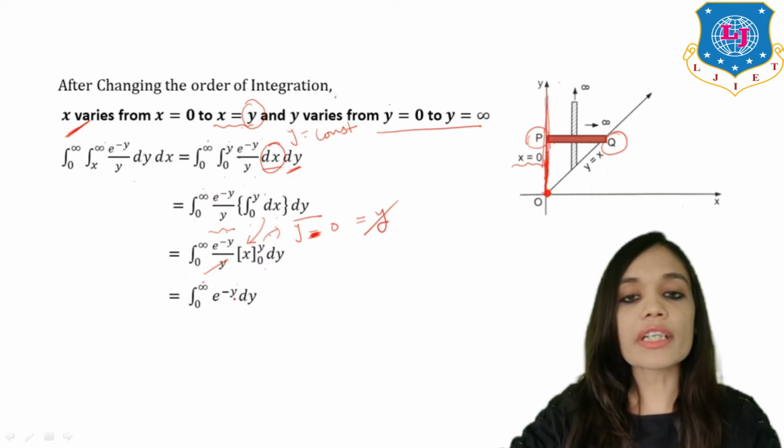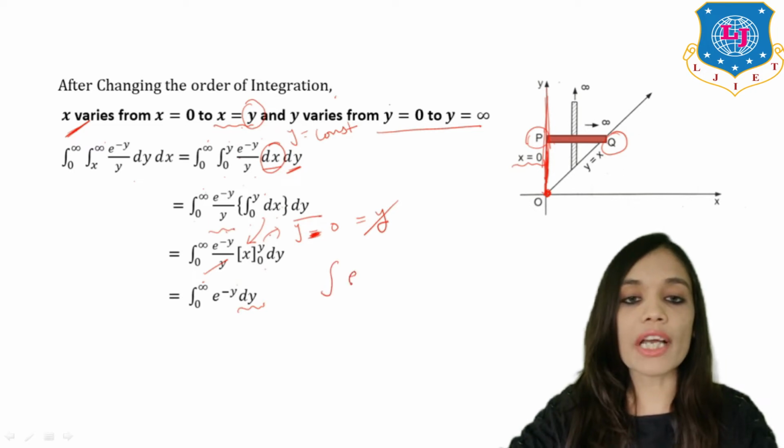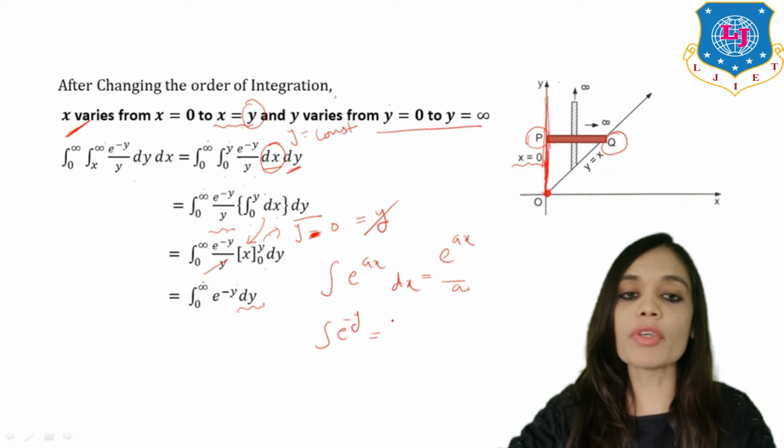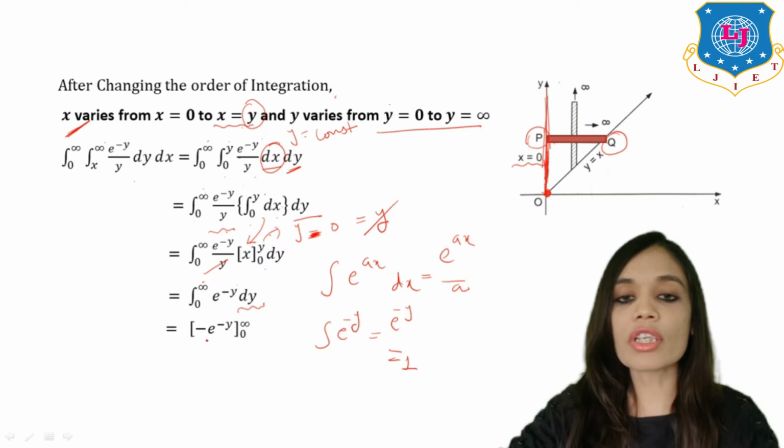Now do integration of this with respect to y using the formula integration e raised to ax dx, you will get your answer as e raised to ax upon a. So integration of e raised to minus y will be e raised to minus y upon minus 1. Here take this minus in the numerator, so you will get minus e raised to minus y and the limits are 0 to infinity.